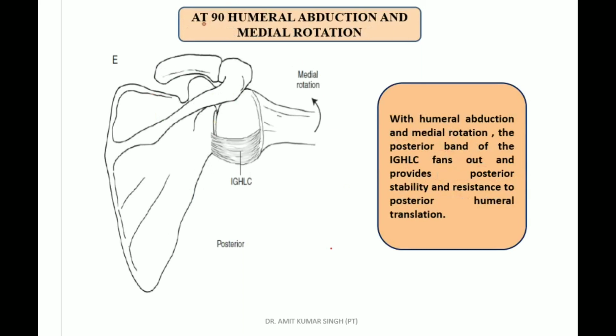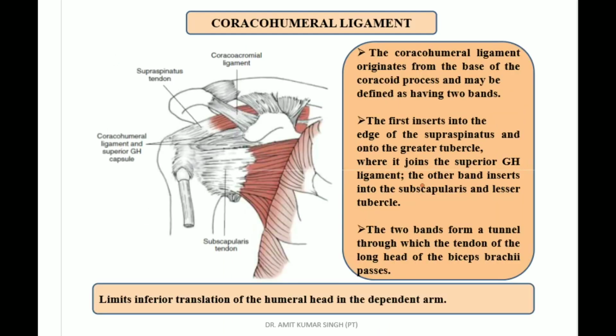Coming to the last. Now during 90 degrees of humeral abduction and medial rotation, again the ligament which is going to work is the inferior only, but which part of the inferior ligament? With humeral abduction and medial rotation, the posterior band of the inferior ligament fans out and provides posterior stability and resistance to posterior humeral translation.